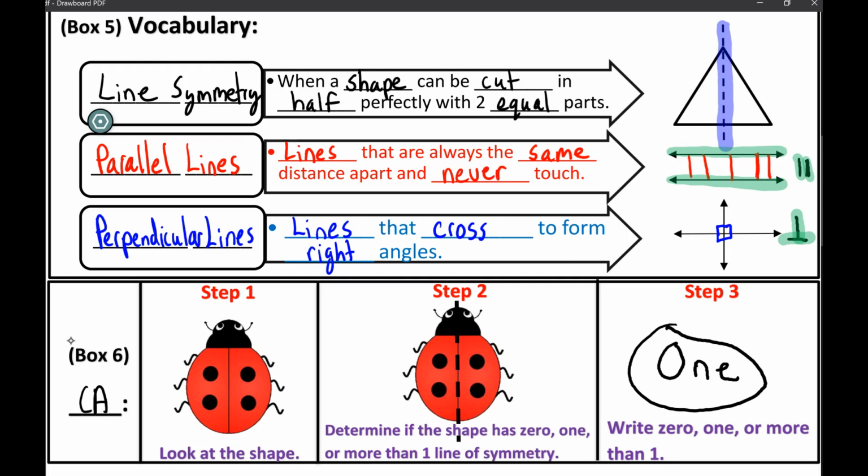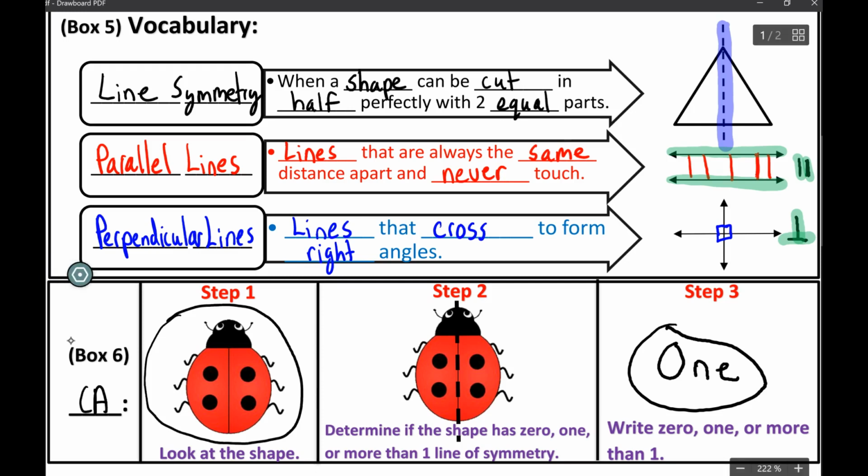So for step 1, we're going to look at the shape. In this case, I have a shape, or an object, right? I have a ladybug. Now, we're going to determine if the shape has 0, 1, or more than one line of symmetry. Remember, a line of symmetry is when a shape can be cut in half perfectly with two equal parts.